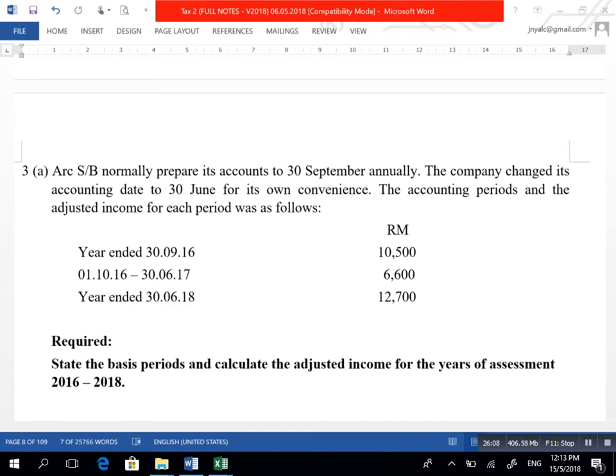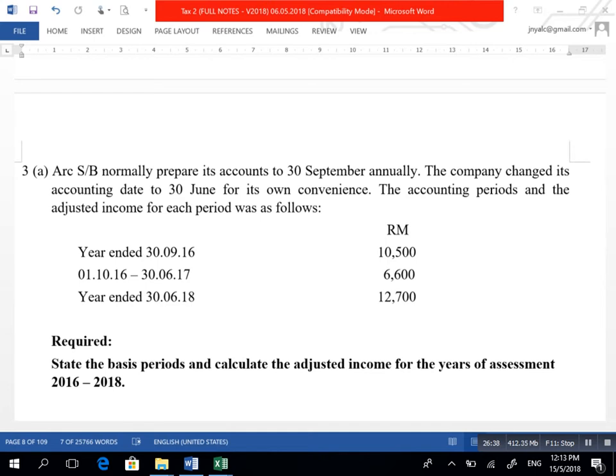Alright, what is the normal accounting date for this company? Closing on September, correct? Every year supposedly closing on September. Now they change to which month? June. Okay, the new account prepared for how many months? 9 months only? October 16 to June 17, yes, less than 12 months. Alright, with this few information, now class, you must determine the category first. Then only you know your answer.